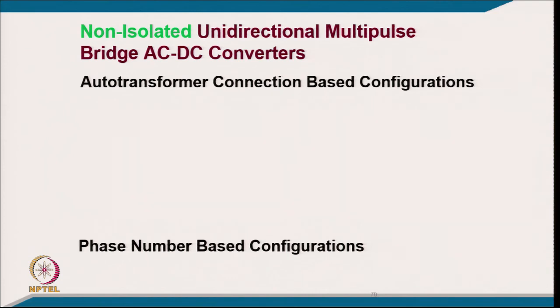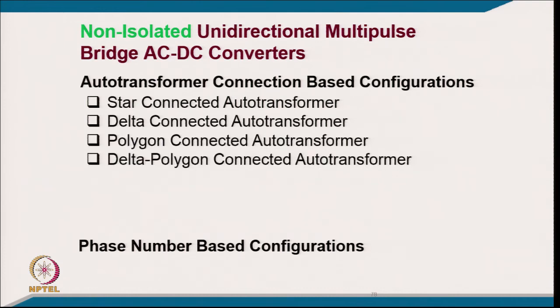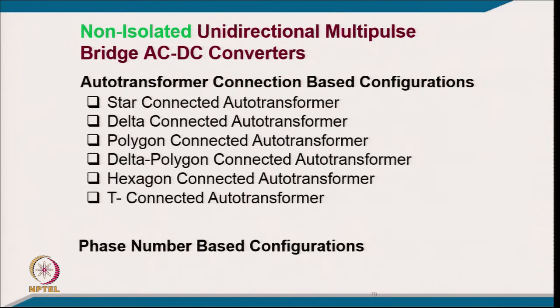And now, we can say this non isolated multipulse auto connection based configuration is the non isolated category. Earlier we used isolated carry, maybe star connection, delta connection, polygon connection, delta polygon connection, hexagon connection and T connection, and you can see zigzag connection. So, how many connections do you have to connect the transformer? Typically 3 plus 3, 7 ways you can connect the transformer, even auto connection mode to provide the phase shift or to get multi-phase.